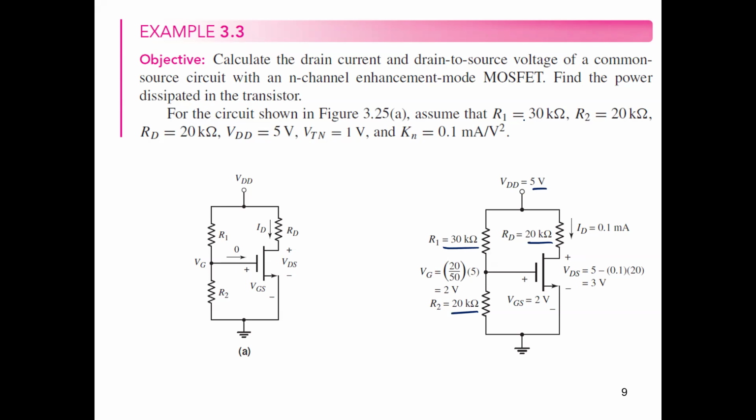So what do we have here? R1 30K, R2 20K, RD 20K, and VDD equals 5 volts. VTN, the threshold voltage of the transistor, is given as 1 volt, which for sure can be obtained from the data sheet. And Kn is given as 0.1 milliampere per volt squared. These are the parameters we need in order to obtain the DC analysis. Again, the DC analysis means getting ID and VDS, and here it's also required to get the loss of this MOSFET.